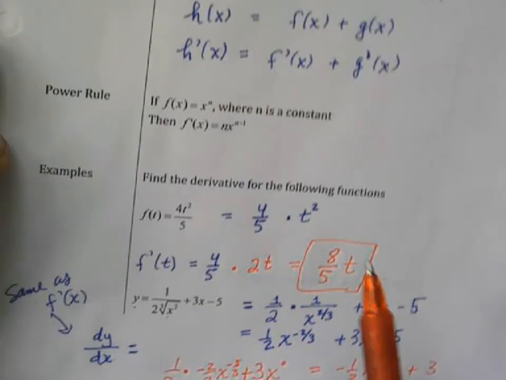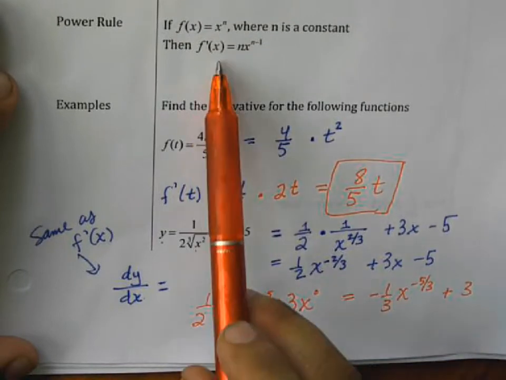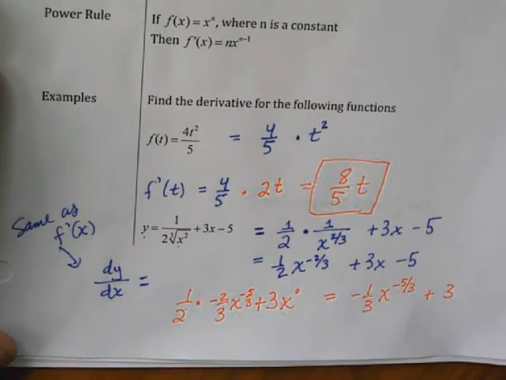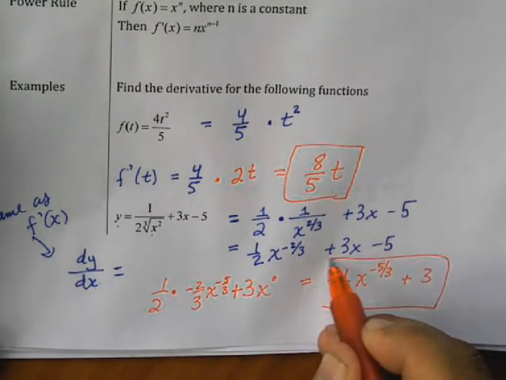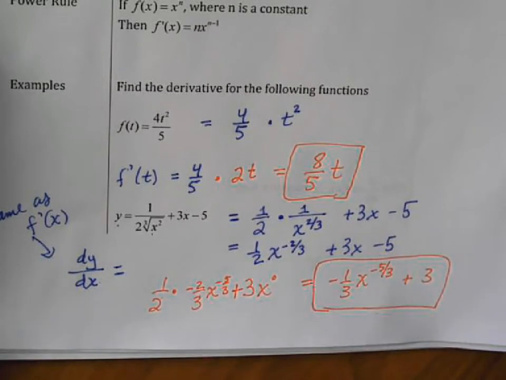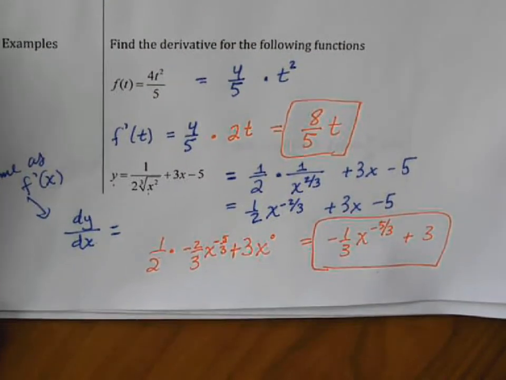And to find the derivative of each of the smaller parts, we apply some of these other rules, the power rule, the derivative of a constant rule. So there you have it. Dy dx, or f prime, is equal to negative 1/3 x to the negative 5/3 plus 3.